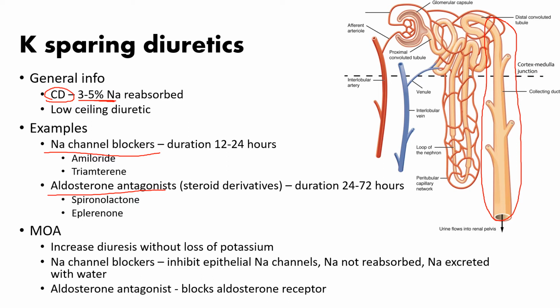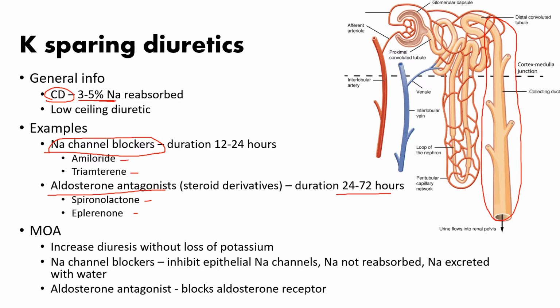So the sodium channel blocking agents include amiloride and triamterene. Amiloride is more potent and longer acting than triamterene, okay? And for the aldosterone antagonists, these are steroid derivatives, and they have a longer duration of action compared to the sodium channel blockers. So in this group, we have spironolactone and eplerenone.